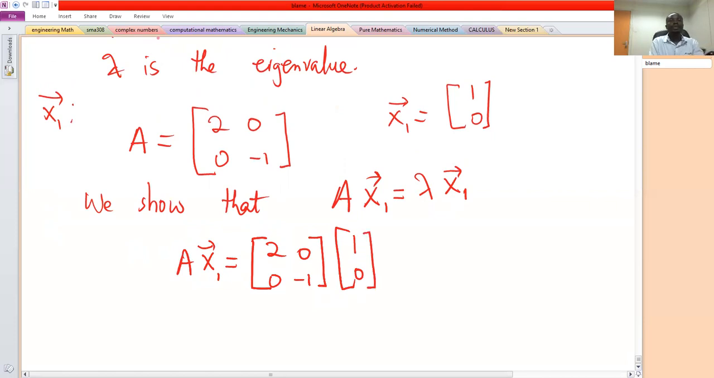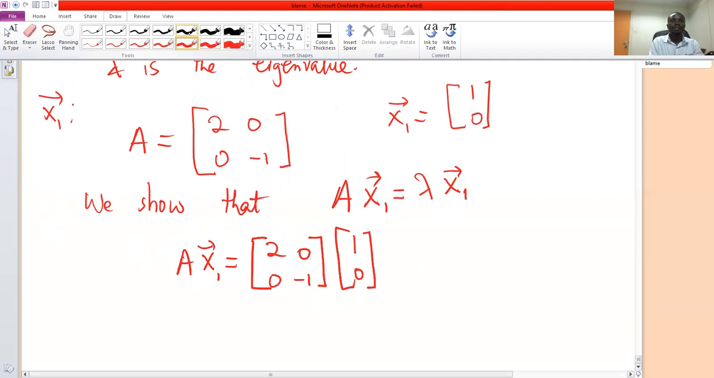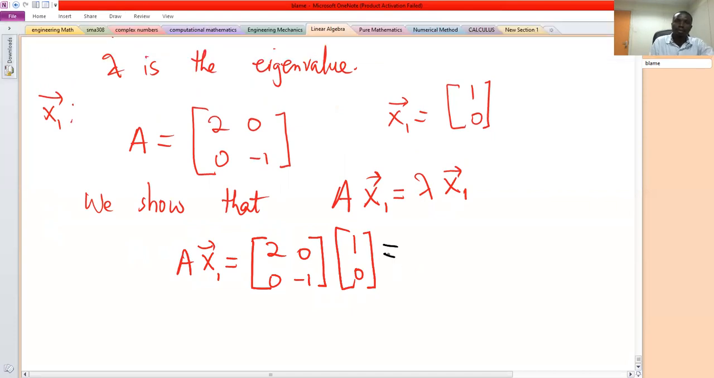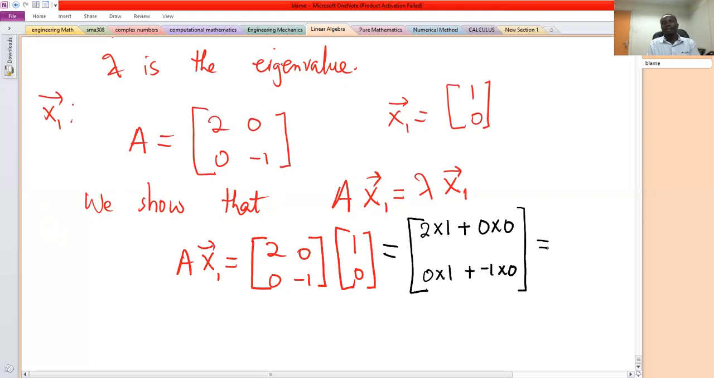At this point, it's assumed that you know how to multiply matrices. So it's row by column. We'll have 2 times 1 plus 0 times 0, row, column. And then here we have 0 times 1 plus -1 times 0, row, column. So this will be 2 times 1 is 2, plus 0 is 2. And then this is 0, and this is 0.